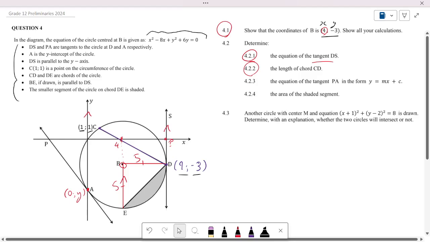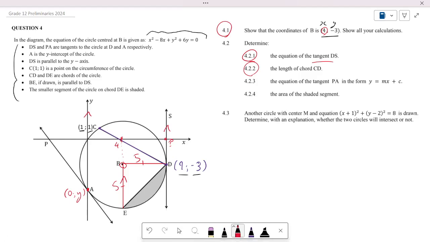Alright, so this is actually probably my favorite question. I was just analyzing it quickly. So we have 4.2.3 that says the following: the equation of the tangent PA in the form of y equals mx plus c. Great. So they want us to find the equation of this. Now, this requires a lot of knowledge from what you've learned in circle theorems, right?